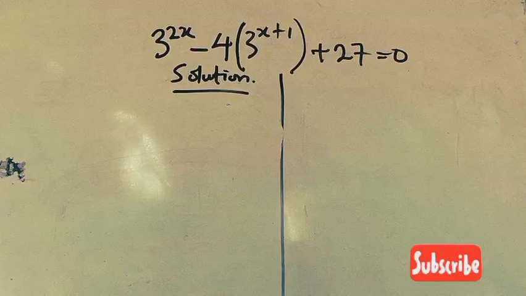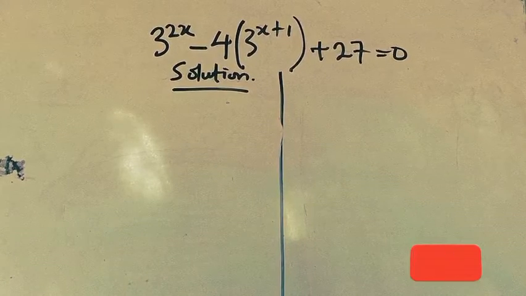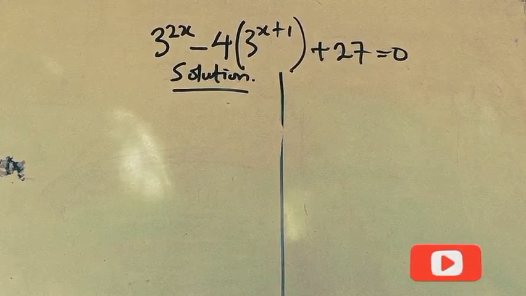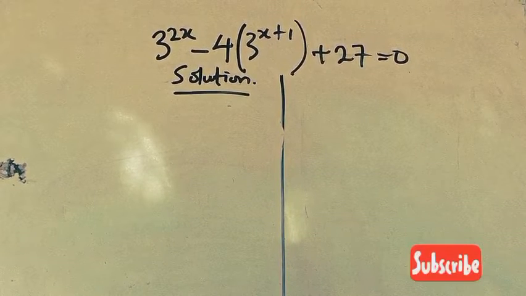Hello everyone, here we have a question on the board. 3 raised to the power 2x minus 4 in the bracket 3 raised to the power x plus 1 close the bracket plus 27 is equal to 0.